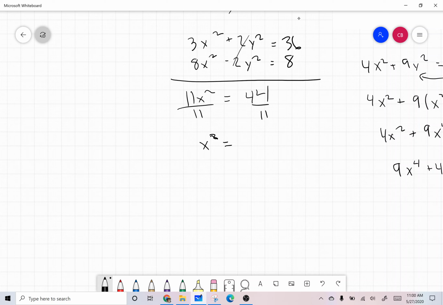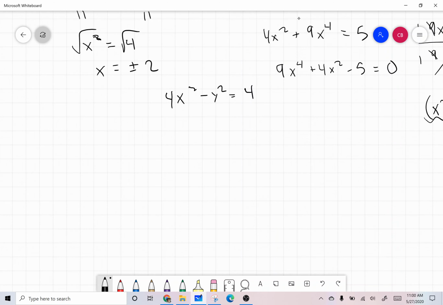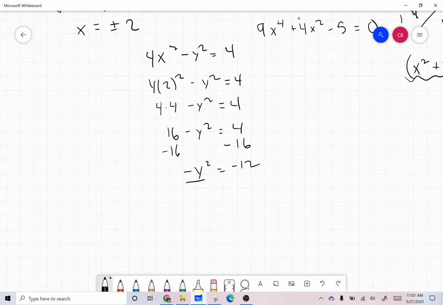So we have 4x squared minus y squared is equal to 4. So let's plug 2 in for x first. So we have 4 times 2 squared minus y squared is equal to 4, which is 4 times 4. So 4 times 4 minus y squared is equal to 4. 16 minus y squared is equal to 4. And therefore, negative y squared is equal to negative 12. Divided by negative 1, y squared is equal to 12.